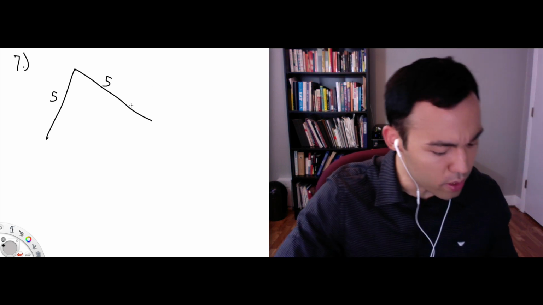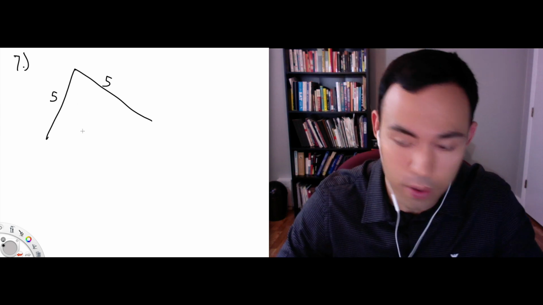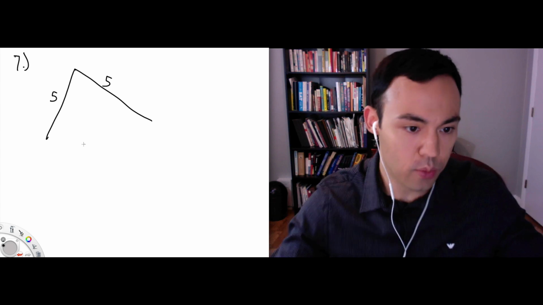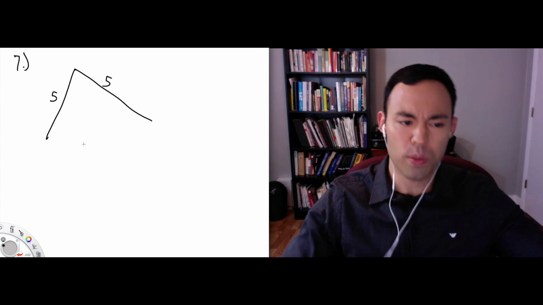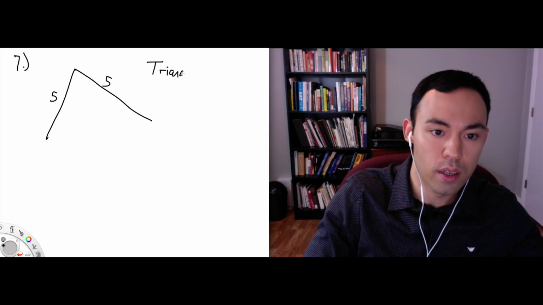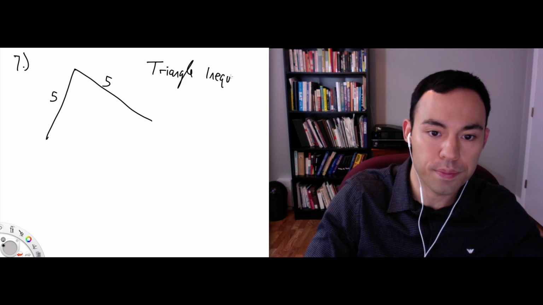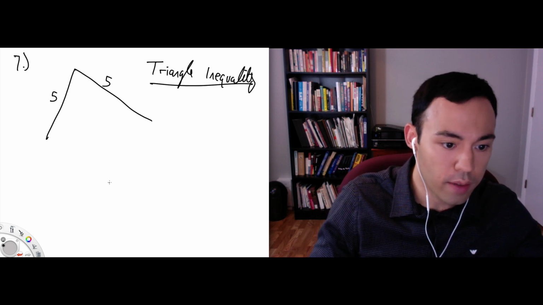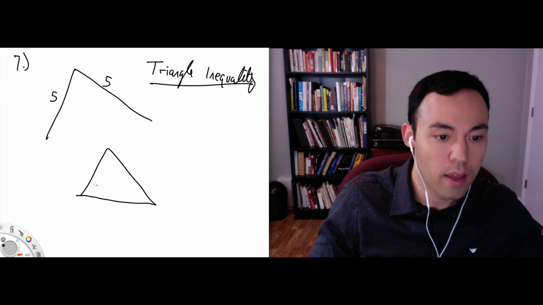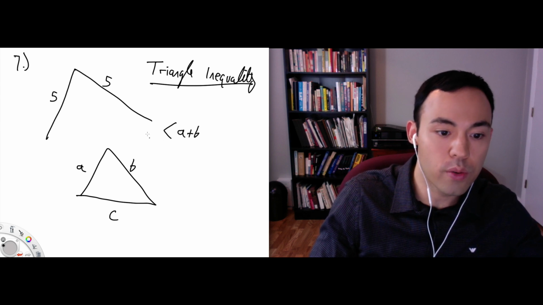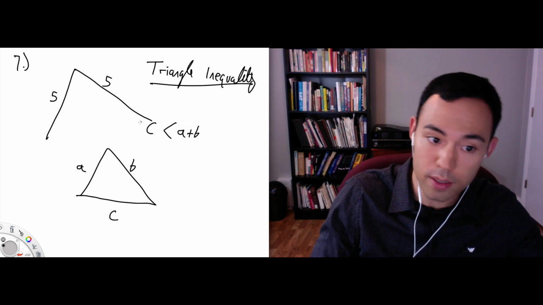Two sides of a triangle each have length 5. So I already drew that part out. All of the following could be the length of the third side except. Now I went and found a website that will help us illustrate this, but this is testing something called the triangle inequality. And the triangle inequality says that whenever you have any triangle, the sum of two of the sides, a plus b, must be greater than the length of the third side.